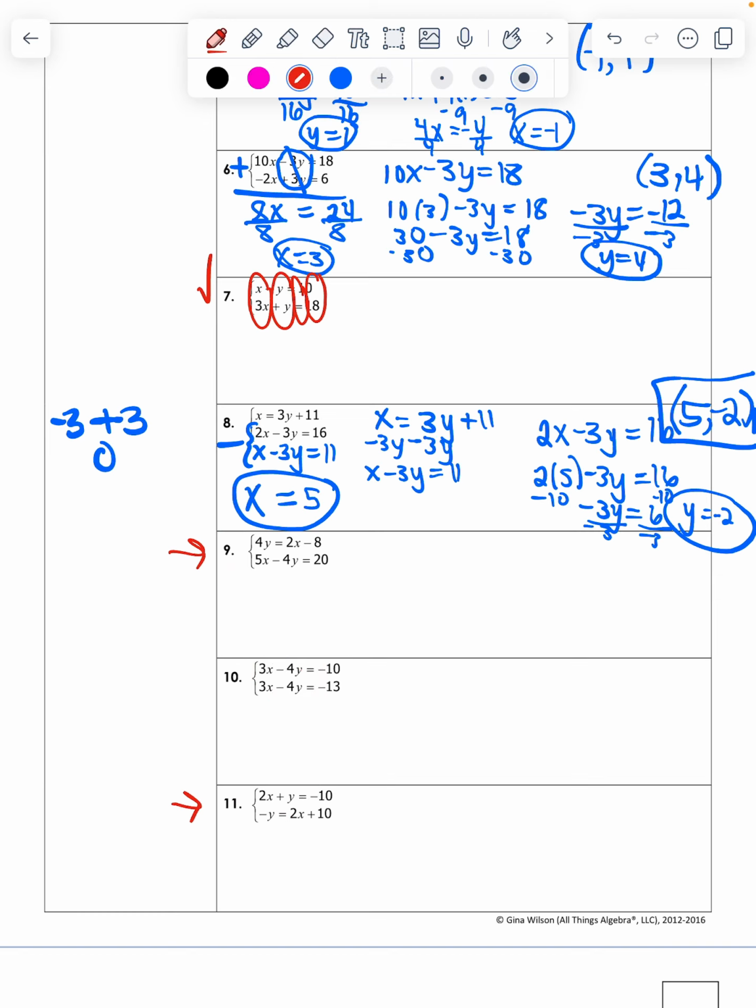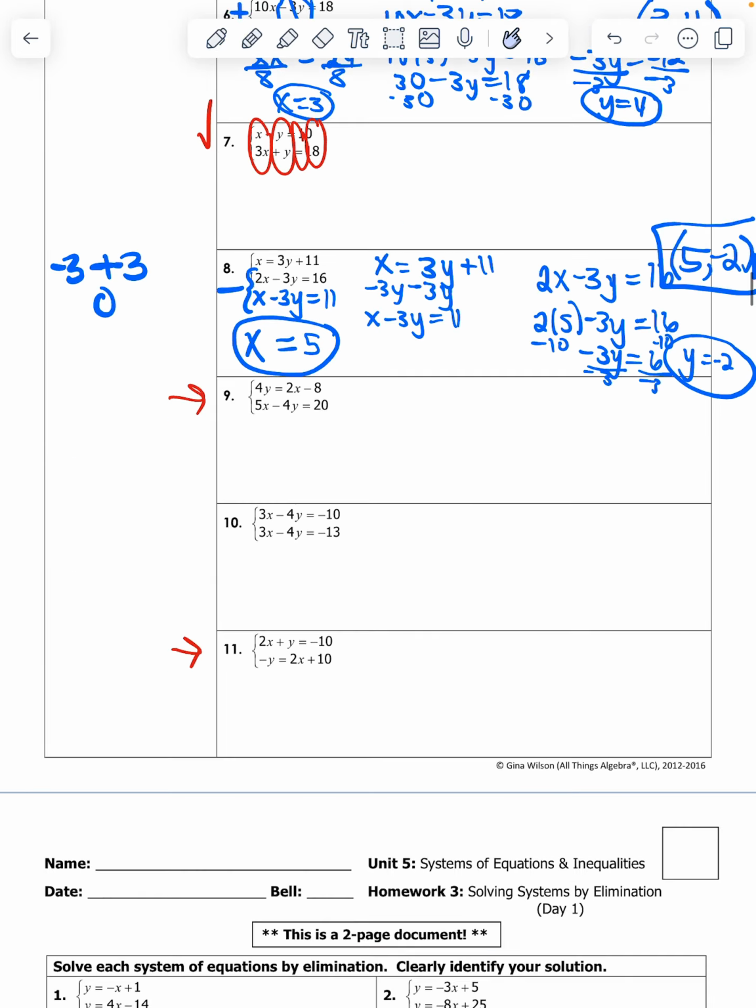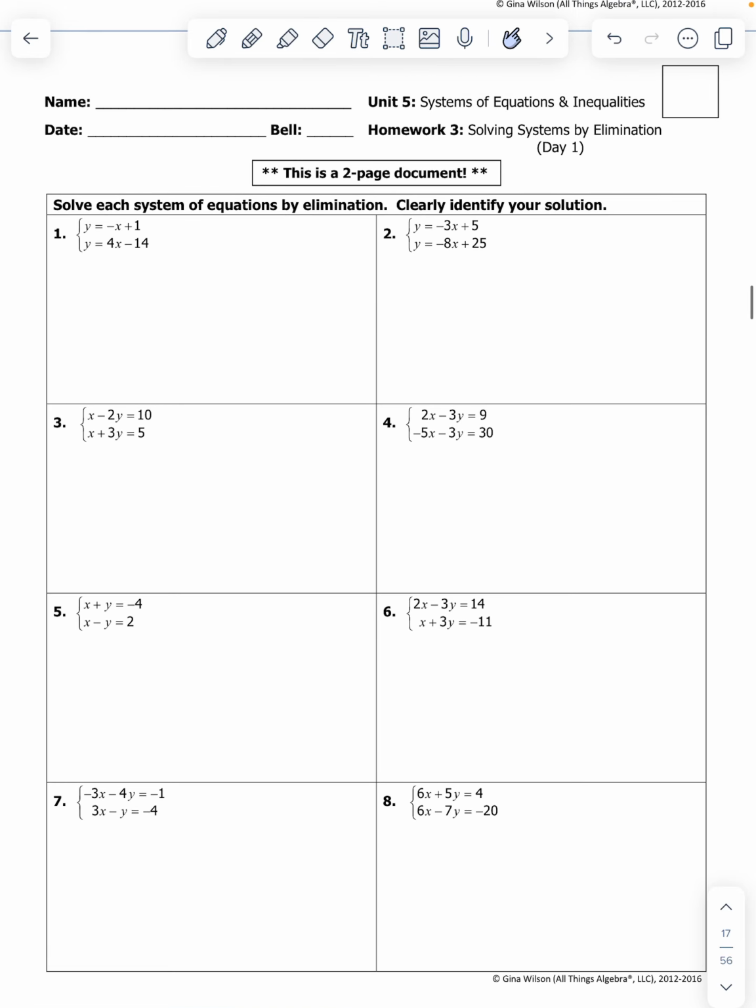So to practice this, instead of doing the rest of these problems, what I want you to do is get started on your homework, which is the following page. There are 8 questions. Take a look at them. Make sure that the equations are lined up as your first thing before you start, which number 1 is good to go. Number 2 is good. These are lined up. Actually, every single one is lined up, which is great.